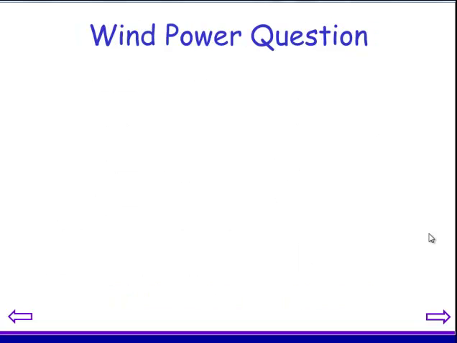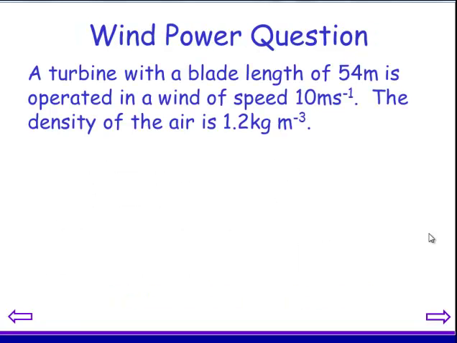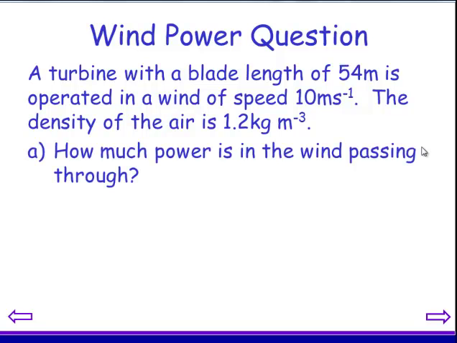To give you a chance to use this, here's my wind power question. Here's the statement. A wind turbine of blade length 54 meters is operated at a wind speed of 10 meters per second. The density of the air is 1.2 kilograms per meter cubed. This is the information you'd have to be given. How much power is in the wind passing through? I'll give you a moment to do that calculation.